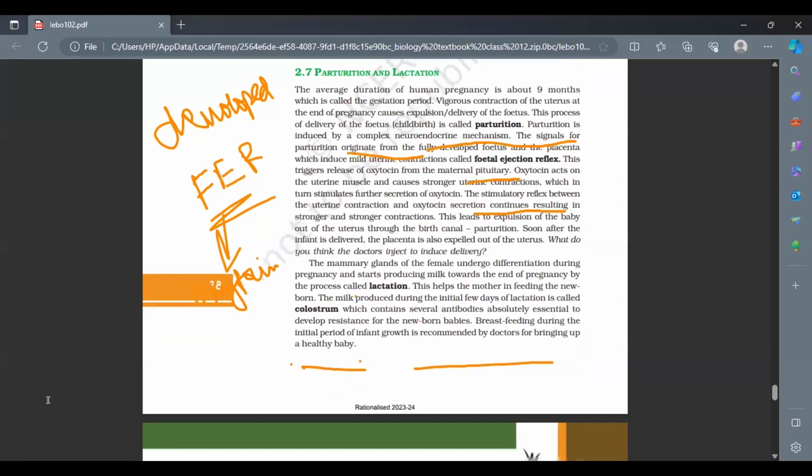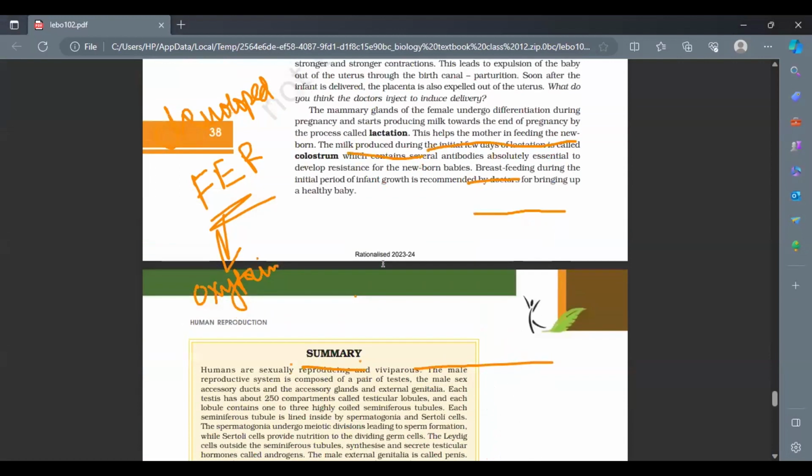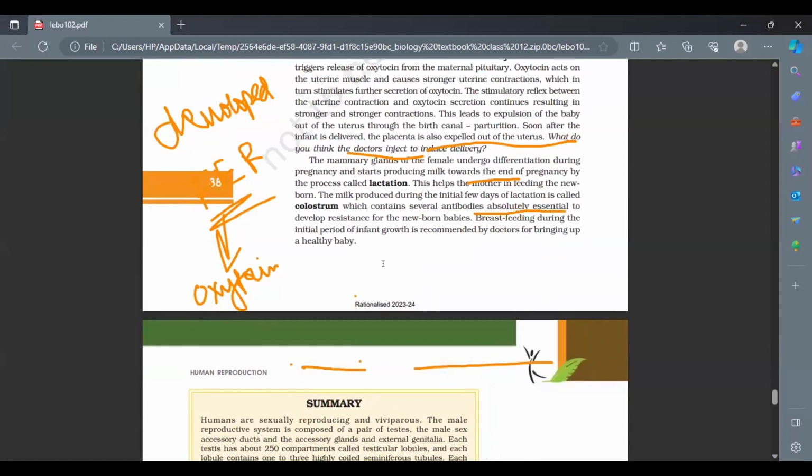Sometimes the question comes like that: why do doctors recommend this? That's the last line, and the last line becomes a question: why does the doctor recommend breastfeeding in the initial period of infant growth? So you need to talk about colostrum and antibodies. These help the baby become healthy because during the initial phases of development, it is not able to produce that many antibodies. So the ready-made antibodies come from the mother, and that is how it helps in bringing up a healthy baby.